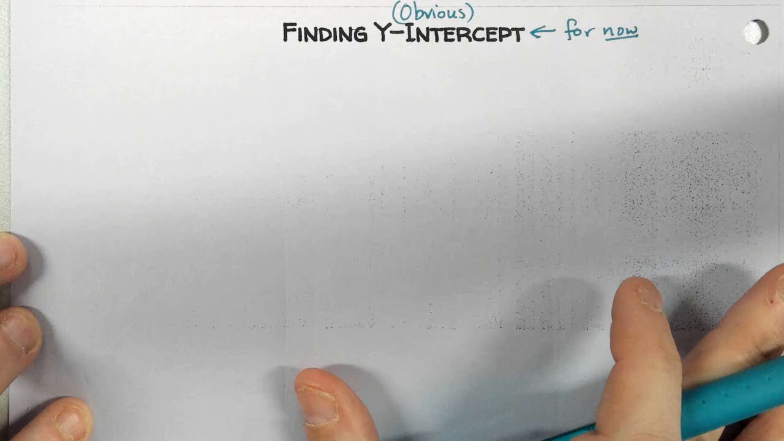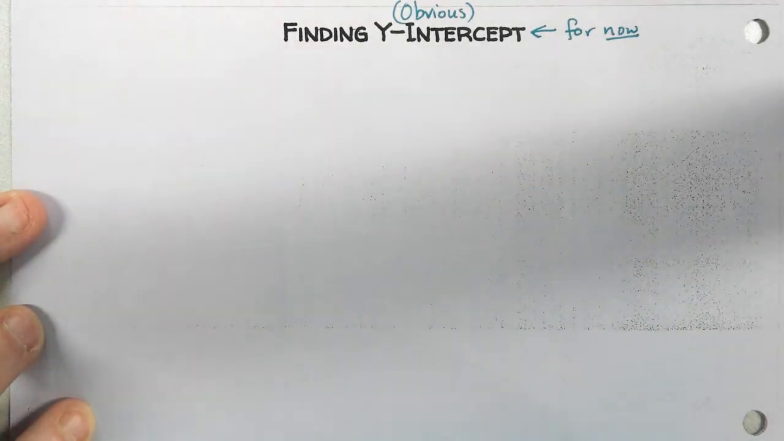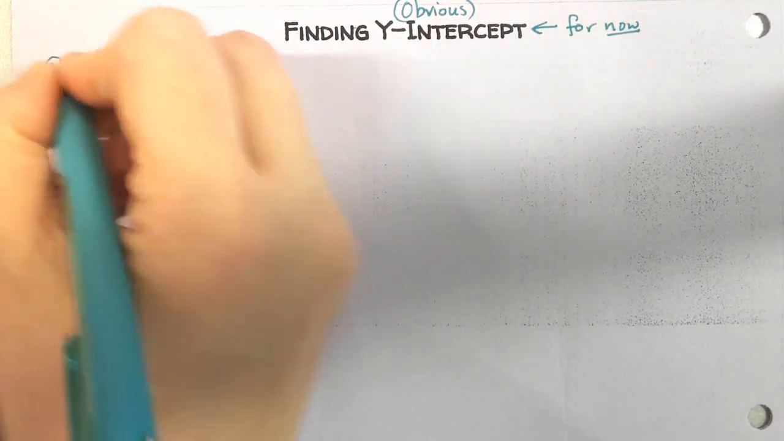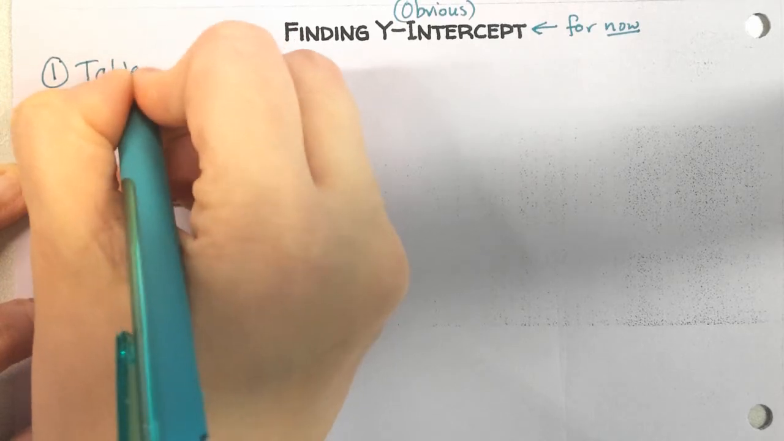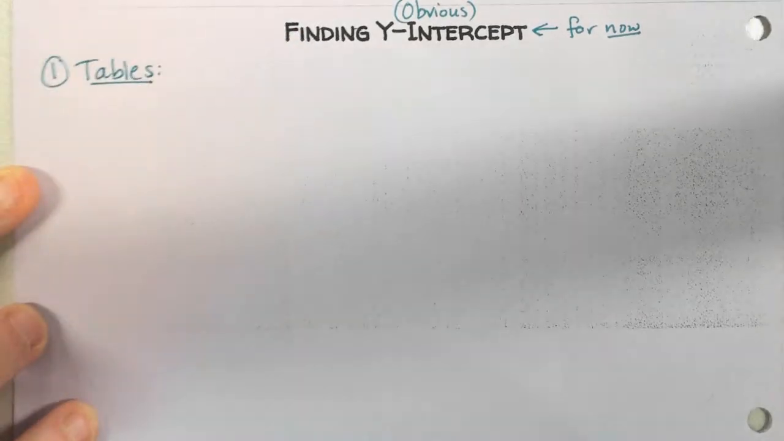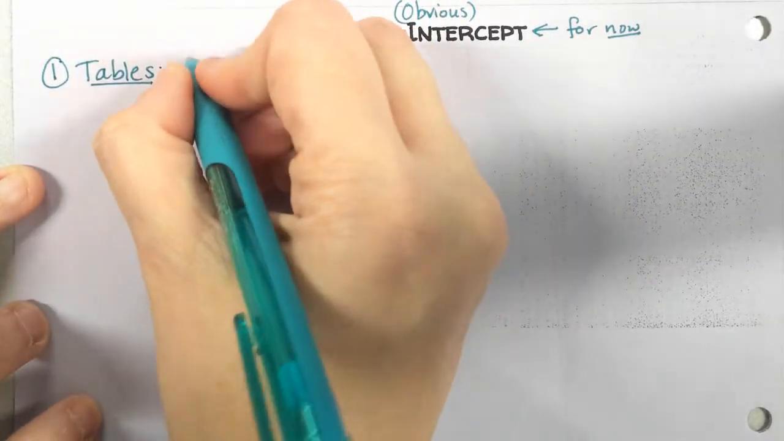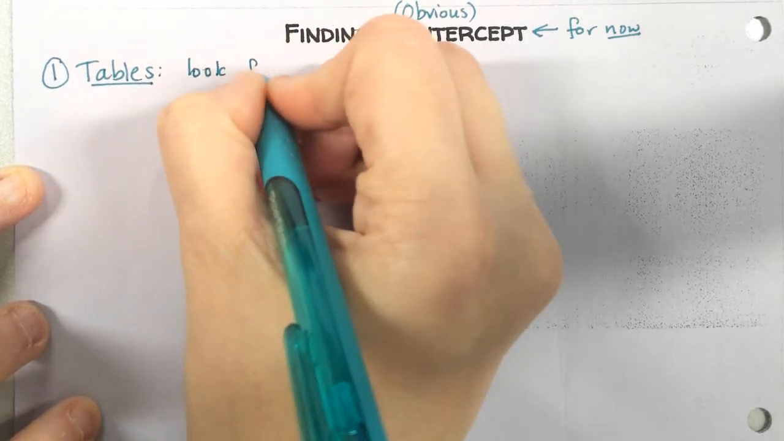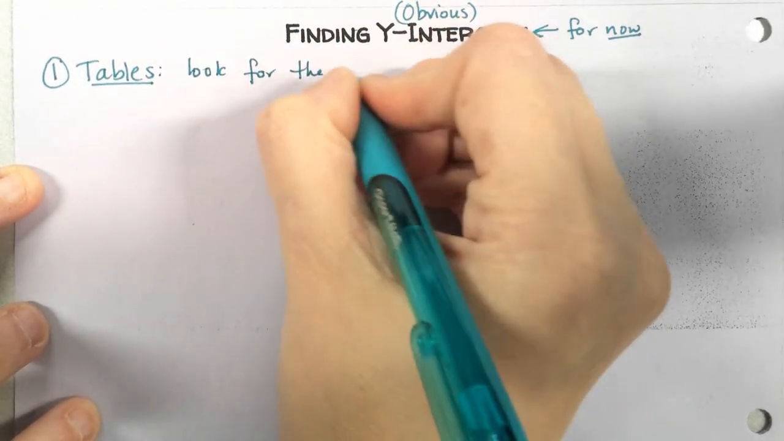Now we're talking about the easy stuff. So we're talking about the really obvious ways to find our y-intercept. So first of all, let's talk about tables. In tables, we're going to look for the 0 row.